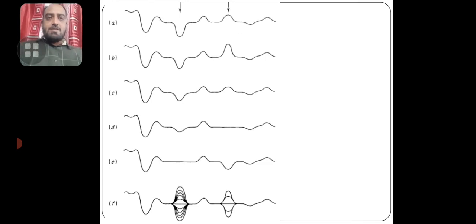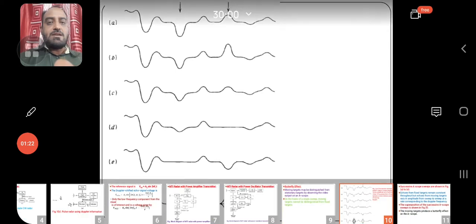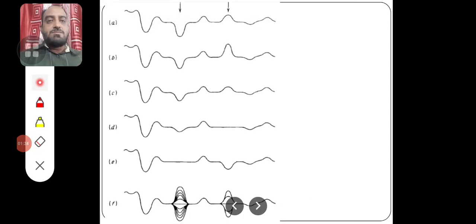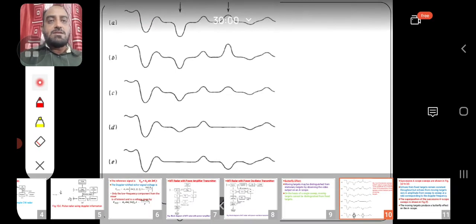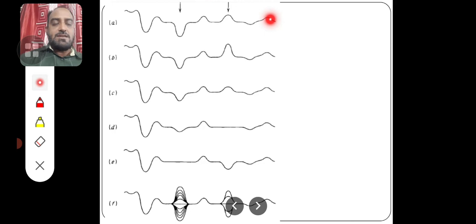Now each peak in this line represents a particular target. I will show you. Here there is a target, and here is one more target, one more target, one more target. All these are targets. This is in a single sweep.